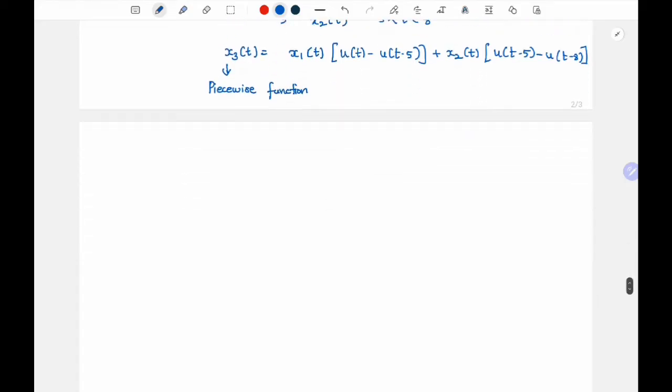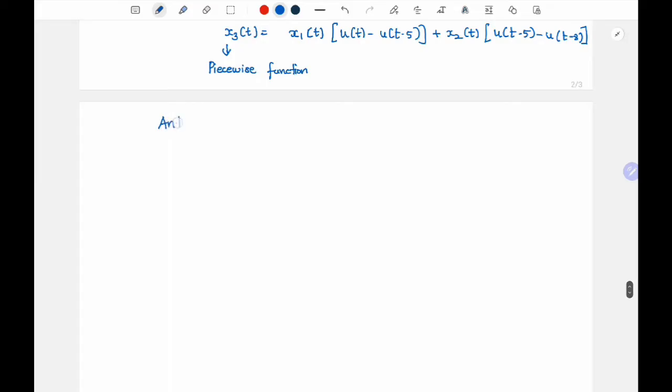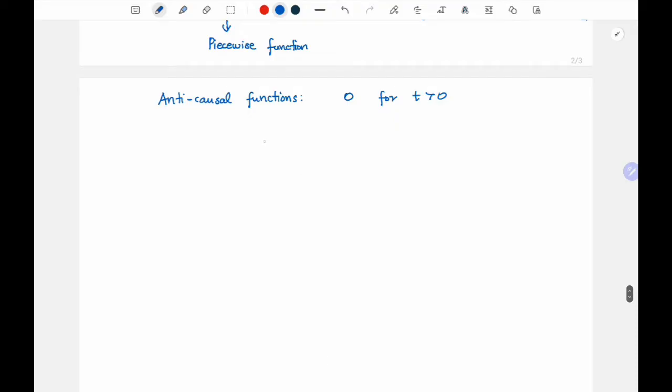Similarly, you can also define anti-causal functions. So what are anti-causal functions? They are 0 for t greater than 0, right? So what do you do in that case? You can just take the time reversal of u of t, which is u of minus t. So u of minus t will be like this. It is 0 for t greater than 0 and 1 for t less than 0. Then any function you can take and multiply it with u of minus t, and this will give you an anti-causal function.